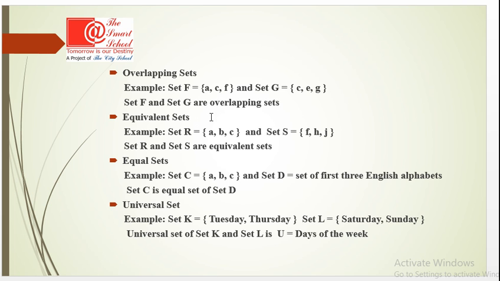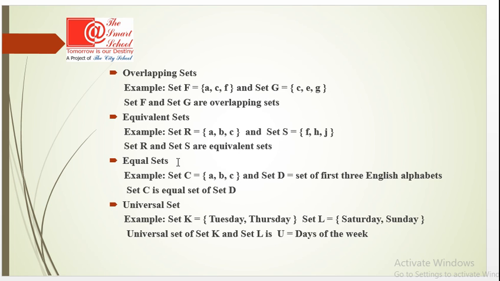Now equivalent sets. Equivalent sets have the same number of elements in them, but the elements are different. For example, set R has A, B, C and set S has F, H and J. Both the sets have 3 elements in them, but they are different elements. So we can say set R and set S are equivalent sets.